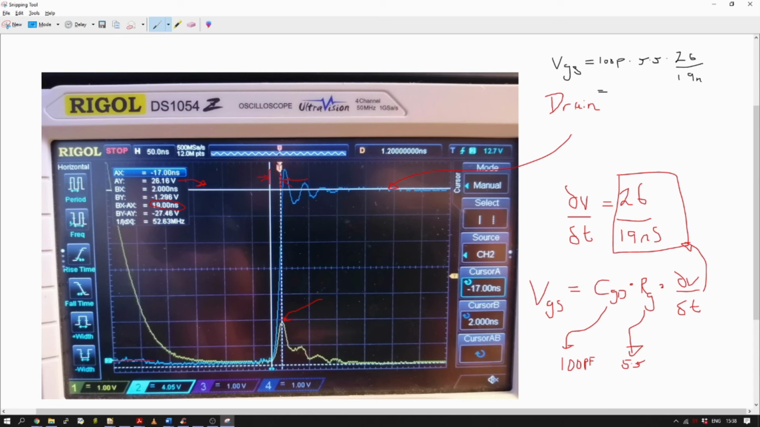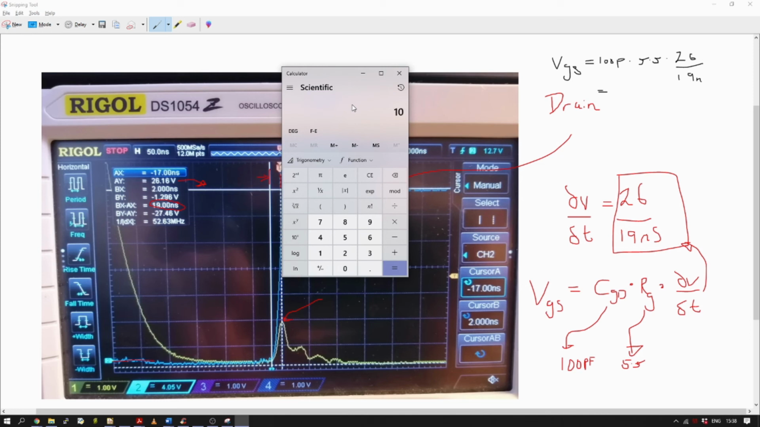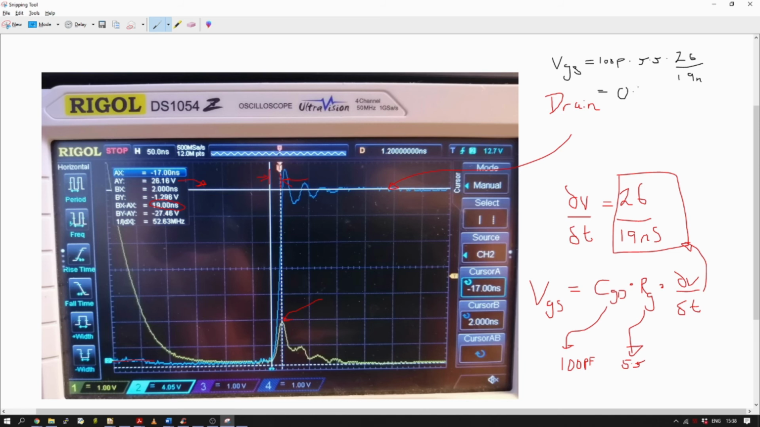And if I get up a calculator, we can chuck those numbers in. So it's 100 e to the minus 12. I have to press this stupid button to get that to work. So it's 100 picofarads times 5.5 times 26 over 19, and again the stupid button, so it's e to the minus 9 for nano, and we get 0.75. So that's what they're predicting is the voltage increase on there.